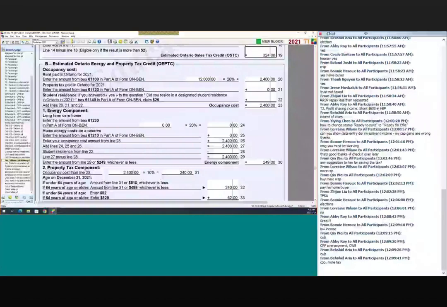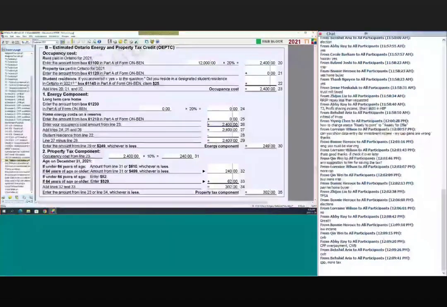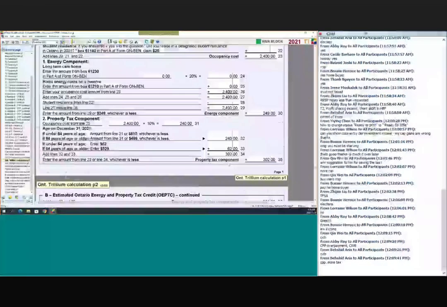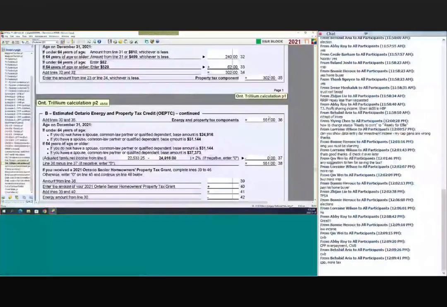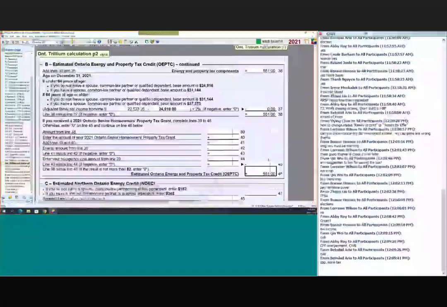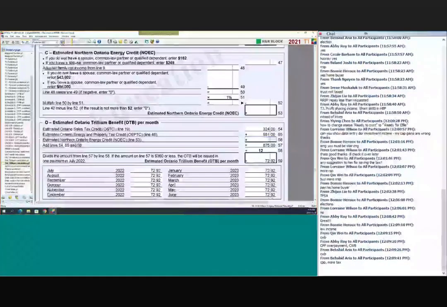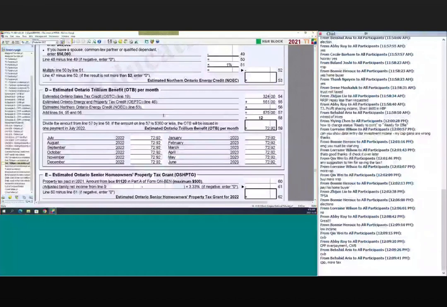Anyway, in this case, basically there's 20% of your occupancy cost, and then it's offset by certain credits, and they calculate it based on your income. So in his case, he paid $12,000 for rent. He's going to get a property tax credit of $551, which is pretty good. So that is added. You can see here in the very bottom part, estimated Trillium benefit. He has his sales tax credit, he has his property tax credit or rental credit, and he's entitled to $875.